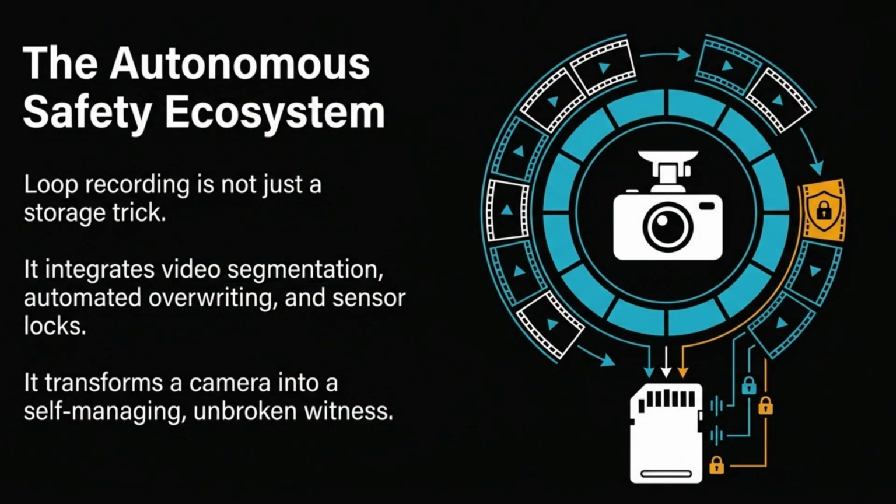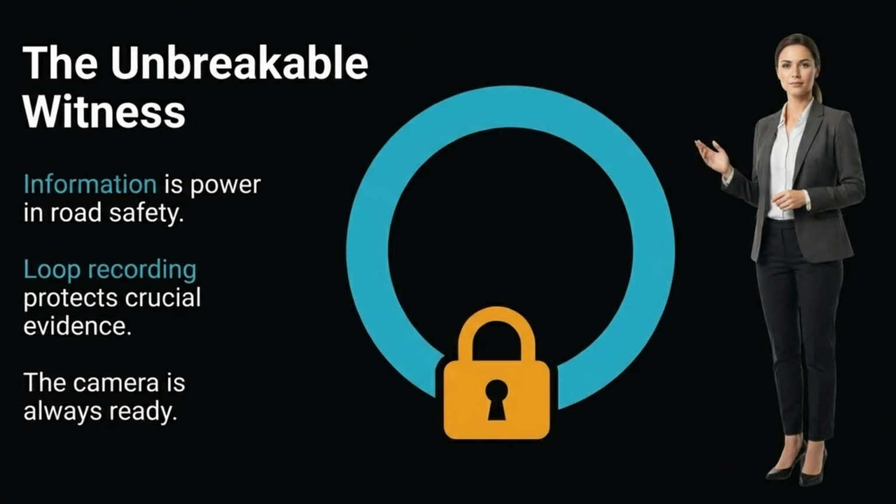Loop recording integrates video segmentation, automated overwriting, and sensor locks. It transforms a camera into a self-managing, unbroken witness, forming an autonomous safety ecosystem. Information is power in road safety. Loop recording protects crucial evidence, ensuring your camera is always ready to be the unbreakable witness.